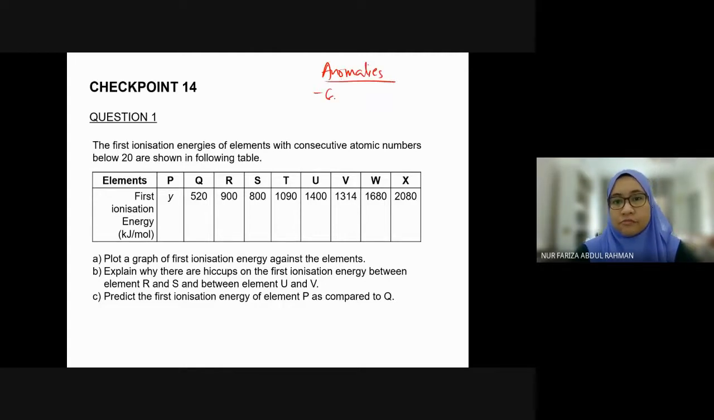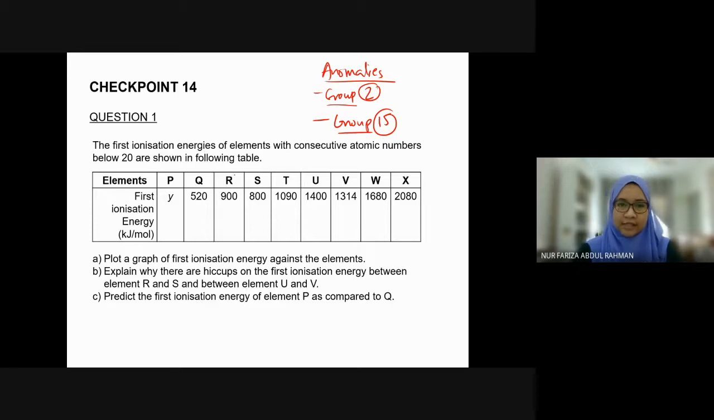Okay, so we have group 2 and group 15, the ones that cause the anomalies. We compare group 2 with group 3, and we compare group 15 with group 16. So we could predict that the hiccup may come from these two groups. That gives us indicators to set the group for all these unknown elements.